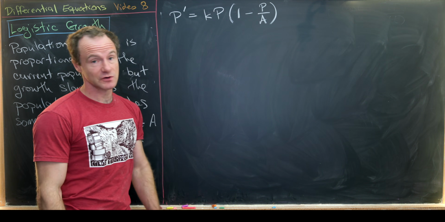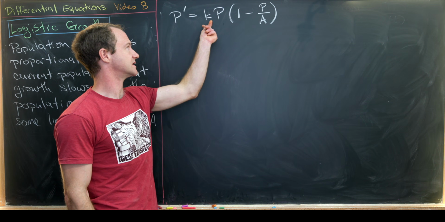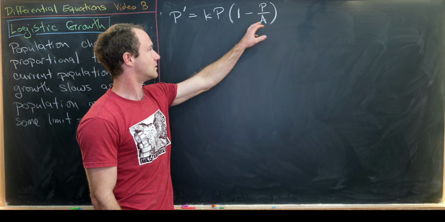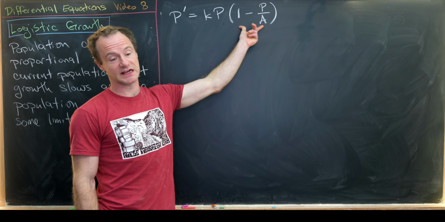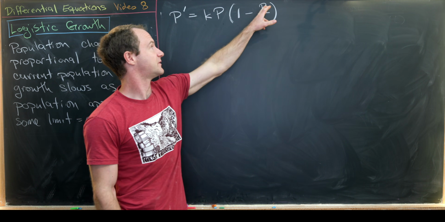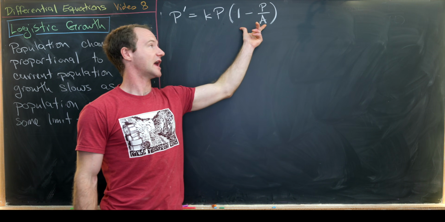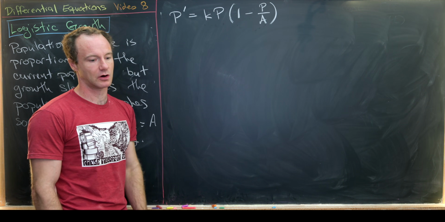So notice that this differential equation, it's proportional to the population. Look, it's something times the current population. But then it's also multiplied by this thing that gets pretty small as P approaches A. Notice if P is equal to A, then we have 1 minus A over A, which is equal to 0, and our population will not change at all.